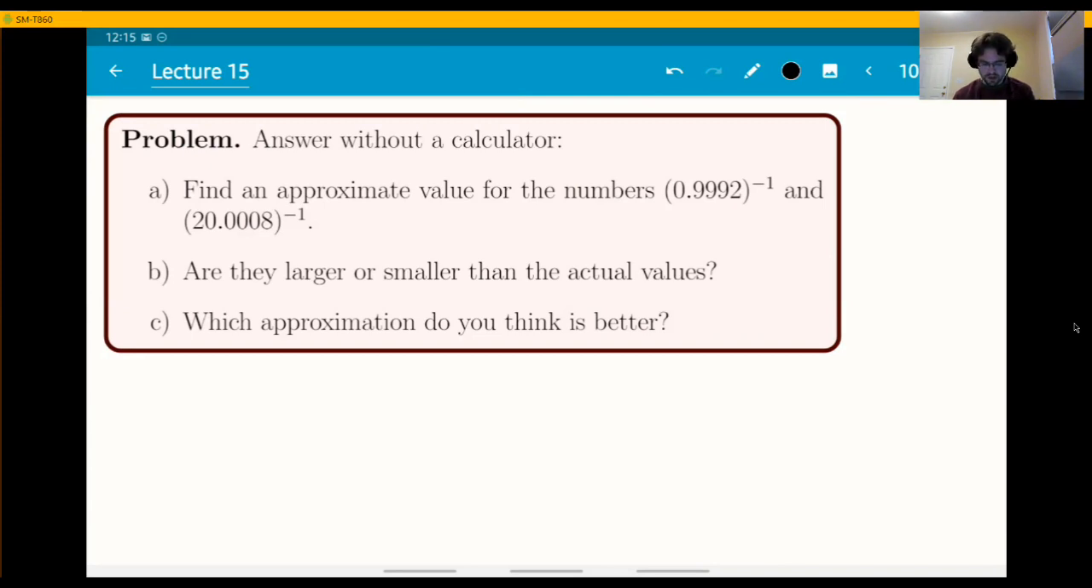But let's focus on A first. Both of the numbers that we want to approximate are the inverse of something. So the function that we were talking about is 1 over x, with a derivative of minus 1 over x squared.